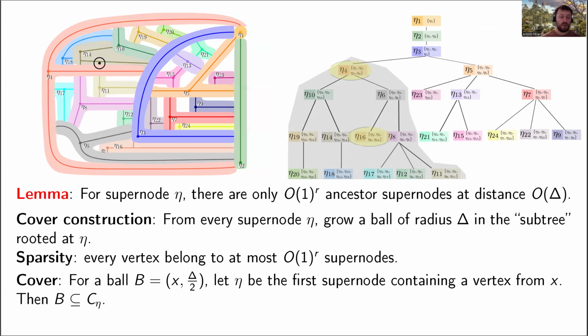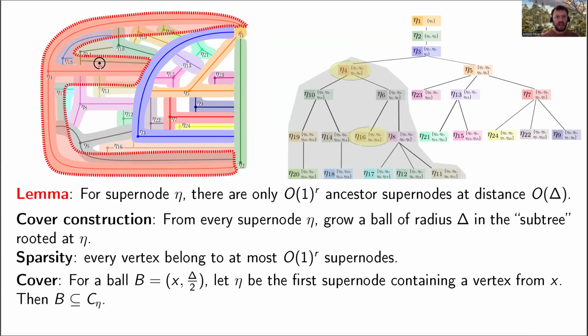And to get the cover, consider some ball and look at the first time when some vertex belongs to a supernode, not belongs to a ball around the supernode, but actually belongs to a supernode. At this time, all the vertices in the ball are still active in a sense. And once you take a ball of radius delta around the supernode, the whole ball will be contained in it. So indeed, you contain the ball. And as a result, we get our sparse cover, which has a constant padding and exponential sparsity.